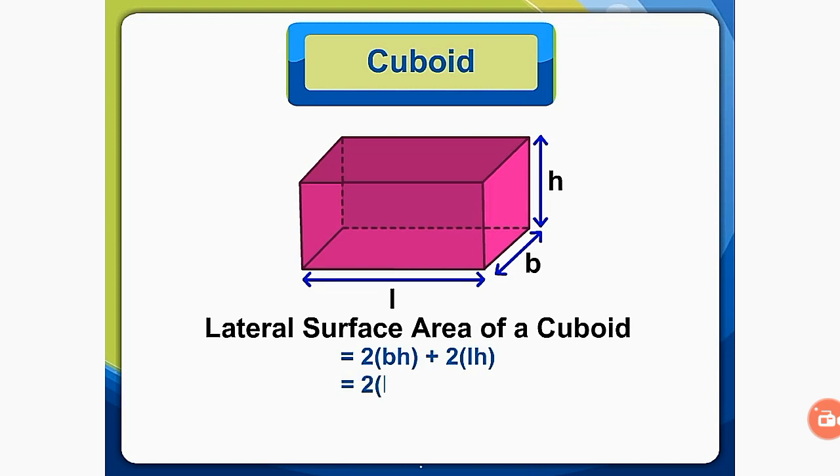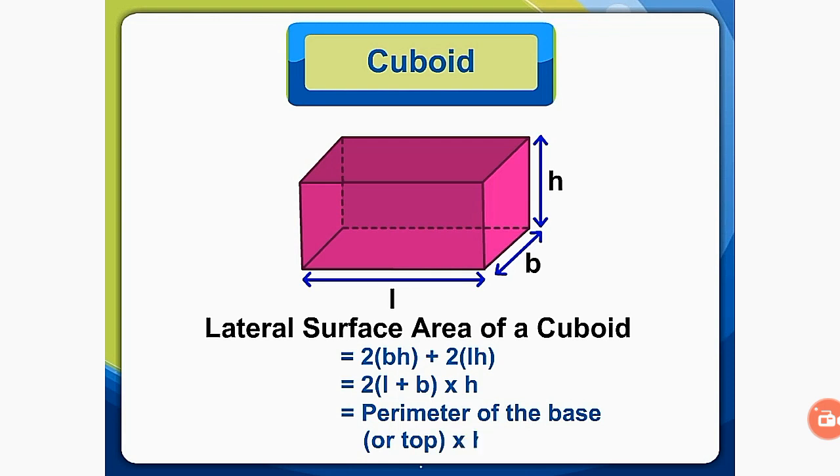So the lateral surface area of the cuboid is the sum of these four faces: 2BH plus 2LH. Taking 2H as common, we will be left with 2 into (L plus B) into H. 2 into (L plus B), of course, you are right, it's the perimeter of the rectangle. The base is also in the form of a rectangle. So it can be written as perimeter of the base into height.